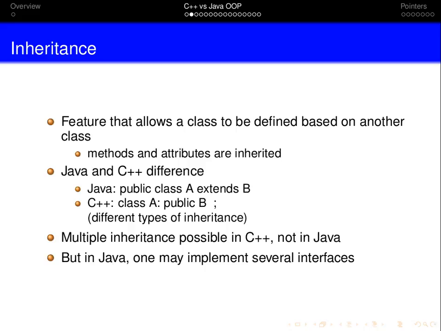Extends. Here, let me get the pointer. All right. See how it goes public class A? Well, in C++ we don't need public. So class A, you have extends in Java, but instead in C++ you have a colon public B. Oh, that makes life so much easier. Less typing. Multiple inheritance is possible in C++.